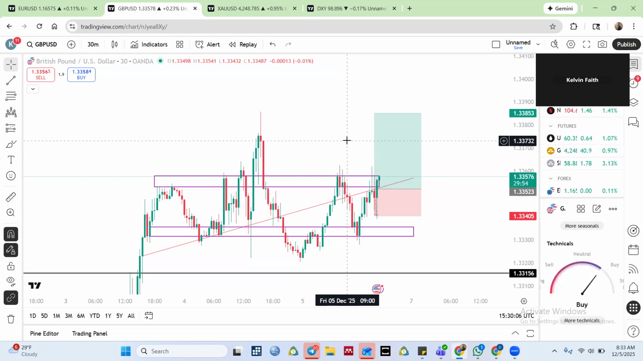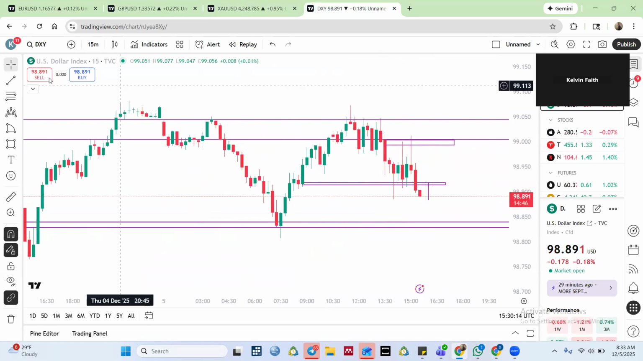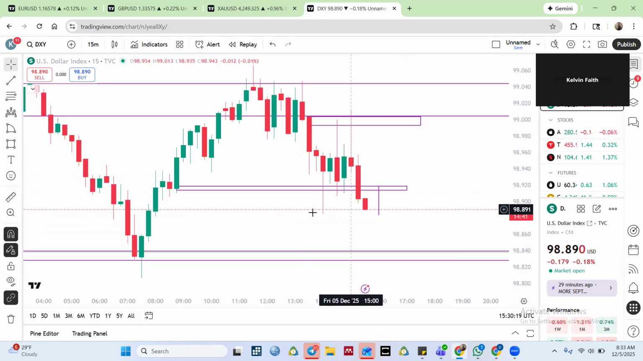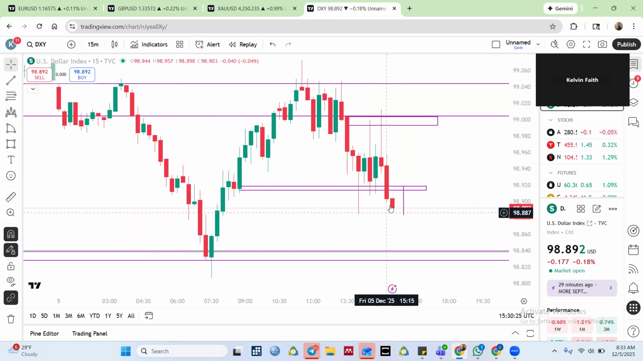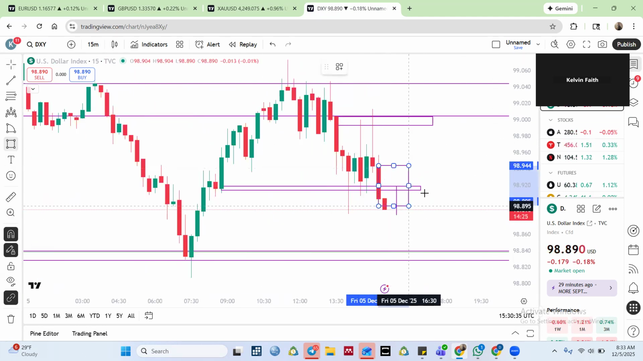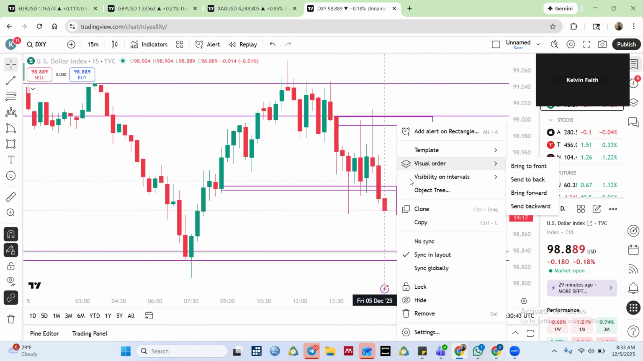And let's see. Okay, so we have the dollar index. We can see the dollar index got a body close below the support, and we can see a new 15-minute candle open, pointing down. So it's likely to push up and retest again. But the most important thing right now is we have the indication: a 15-minute bearish candle closing below the support. So this is the signal.